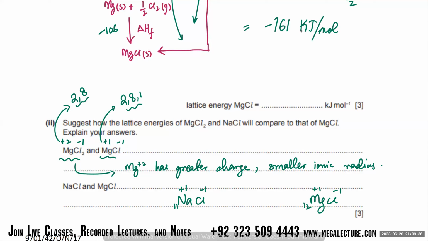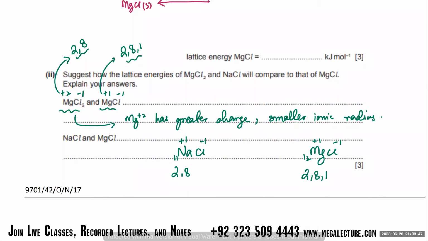Okay, Ahmed, the electronic configuration is 2,8,2. 12 electrons, one is lost, so it's 2,8,1. So basically, this one has 3 shells, so it's obviously going to be the bigger one. So this is the one that's got the smaller ion.